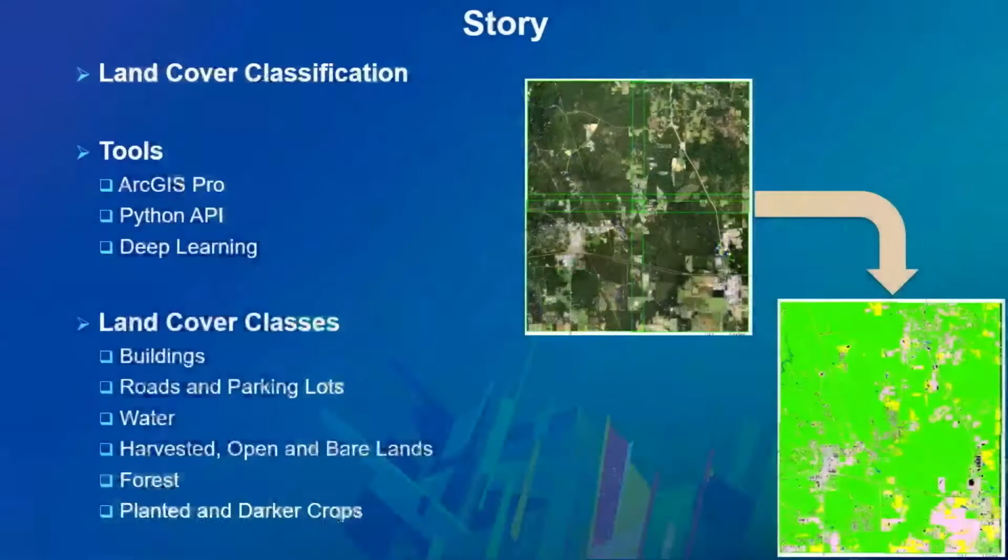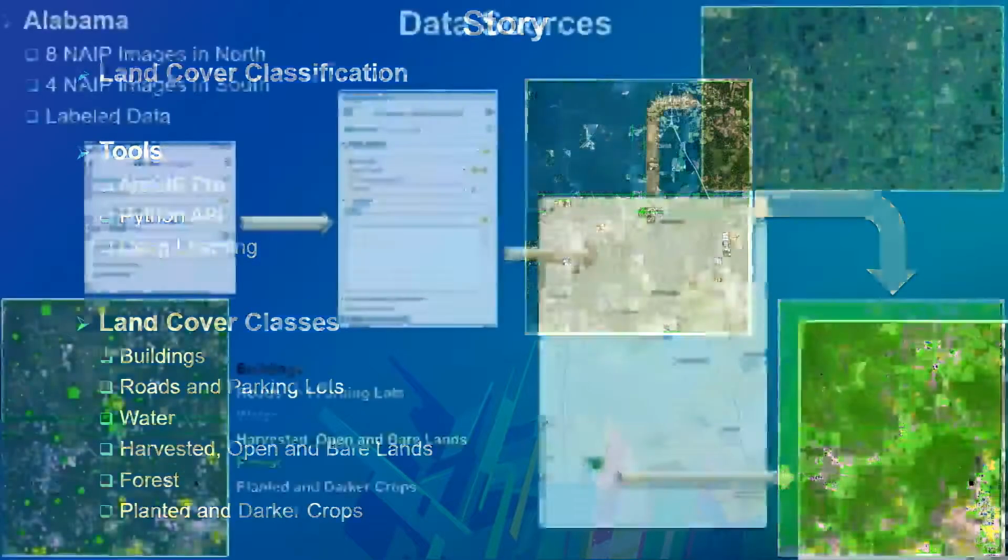So I'm going to walk you through the whole process and show how easy it is to integrate the Python API, deep learning, and Pro, and how you can do everything here. The story was simple. We had NAIP imagery that we wanted to classify. The classes they asked us to do were building, roads, water, harvested area, forest, and planted. We used Pro, the Python API, deep learning, and also a virtual machine to train the model.